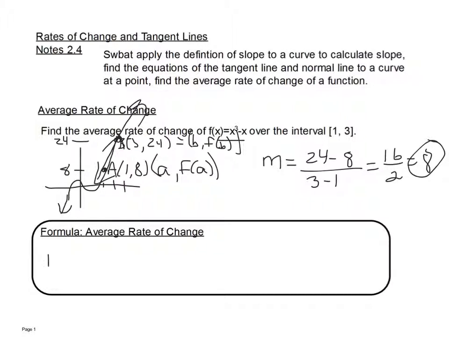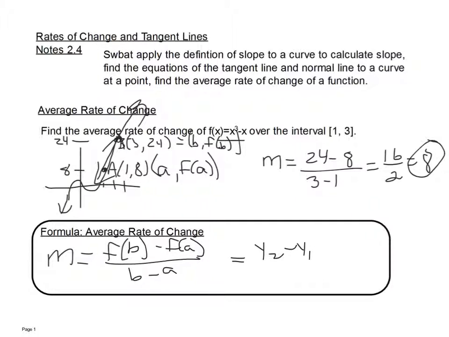So the formula for average rate of change is slope: f of b minus f of a all over b minus a. That is how you find slope. It's the same thing as saying y2 minus y1 over x2 minus x1, but we're going to use the function notation quite a bit for this section and throughout calculus.